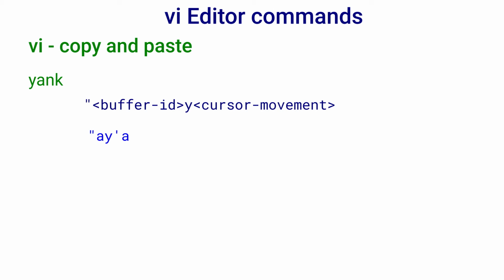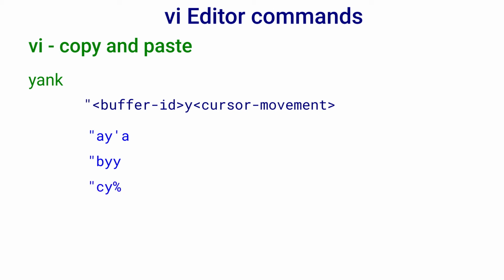Here, single quote A is the cursor movement, double quotes A identifies the buffer, and Y is the yank command. So text coming under the cursor movement is yanked into buffer A. Some more examples of the yank command are double quotes B Y Y, yank the single line under the cursor into the buffer B.